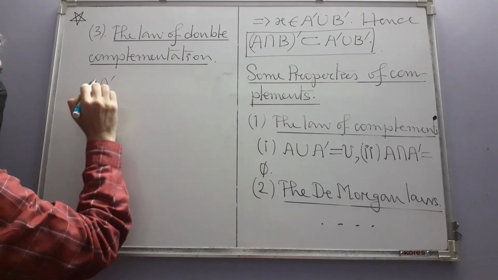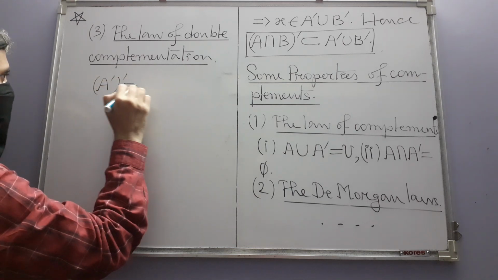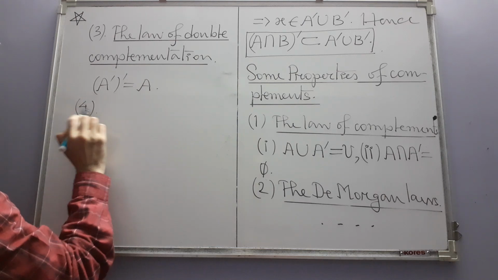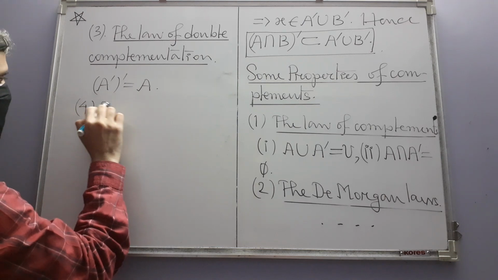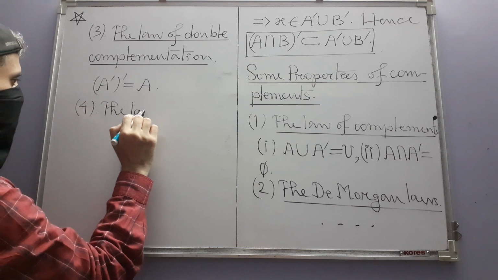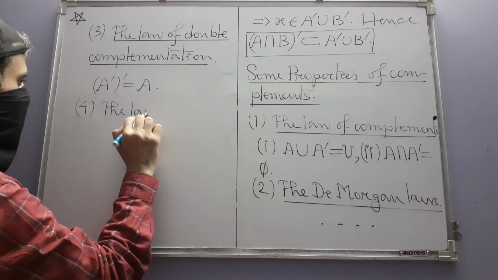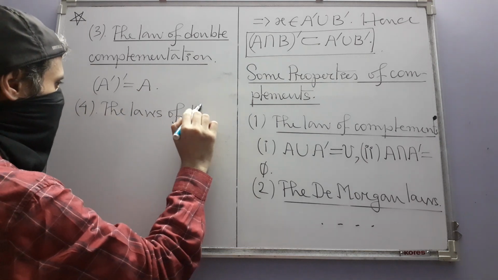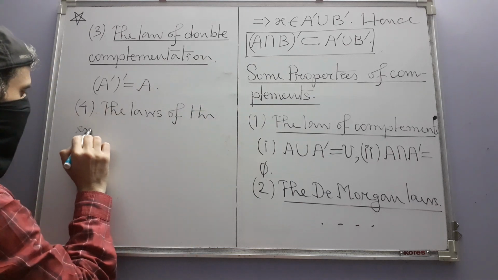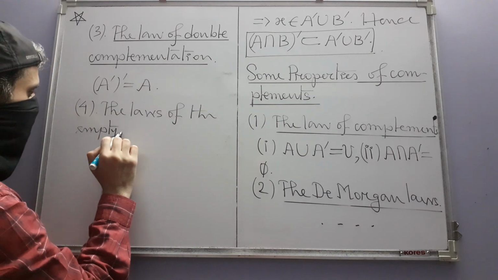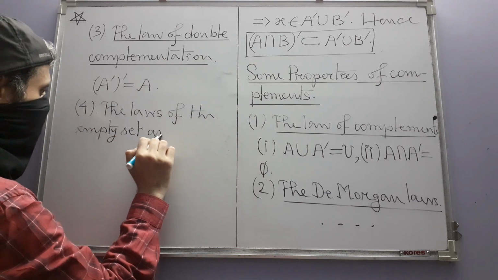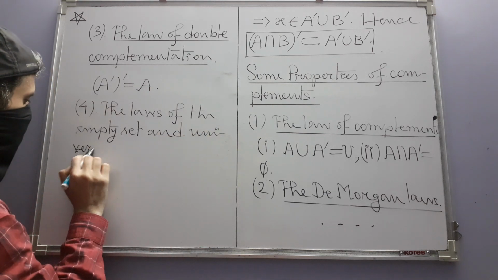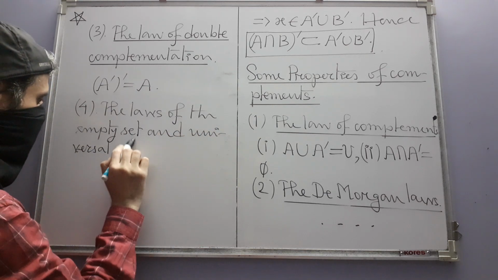This one says that the complement of a set is the set itself. And there is another one. The laws of the empty set and universal set.